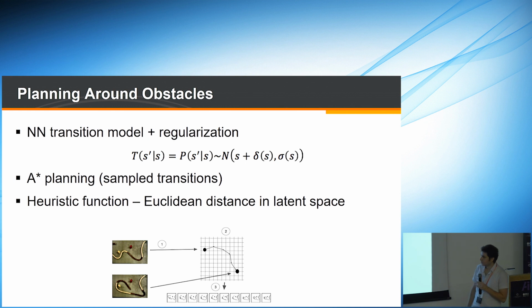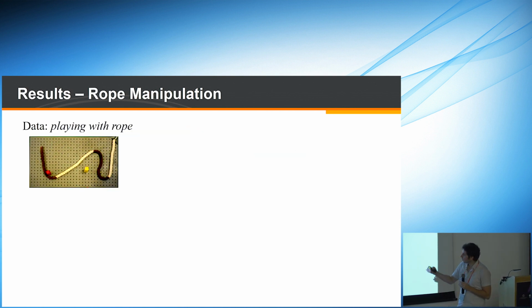For planning, you can imagine that interpolation won't be a very good idea because we have obstacles now. So we went for a slightly more complex transition model with a neural network that predicts the transitions, and we used A-star planning, and we made these transitions local by regularizing the neural network so that it's still very local perturbations. This way we can use the Euclidean distance as a heuristic function for A-star. Now everything here is learned. The transitions are learned, the latent space is learned, but eventually we get some planning that is not interpolation that learns to move around these obstacles.